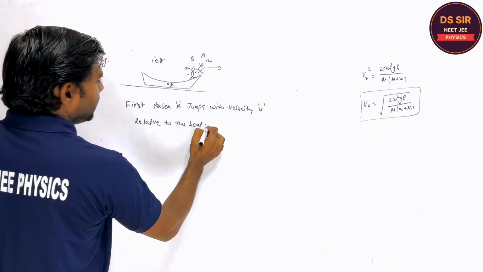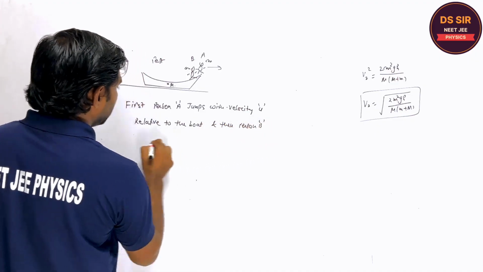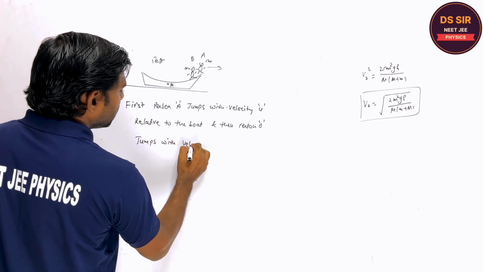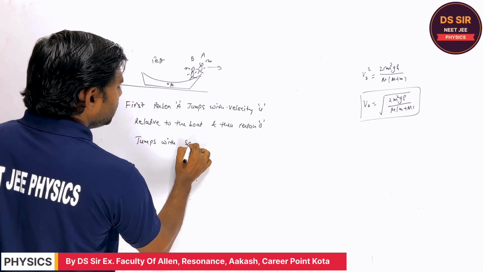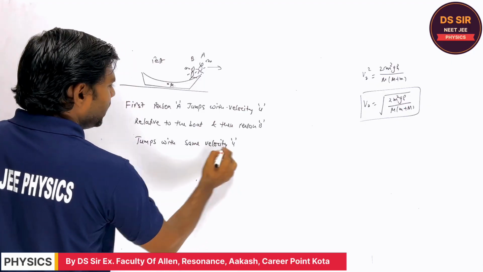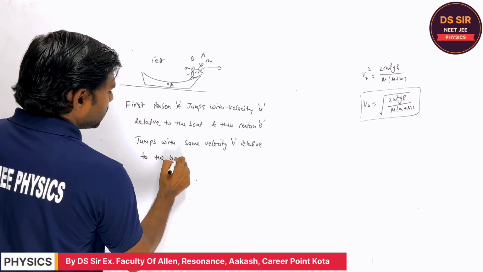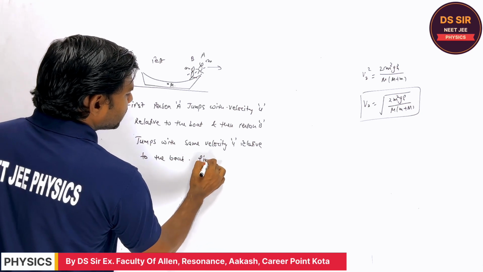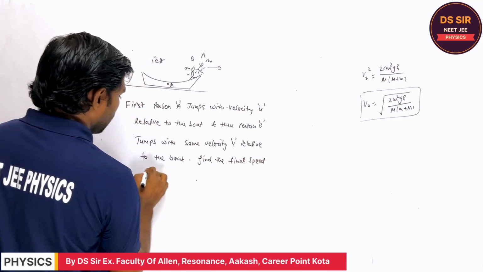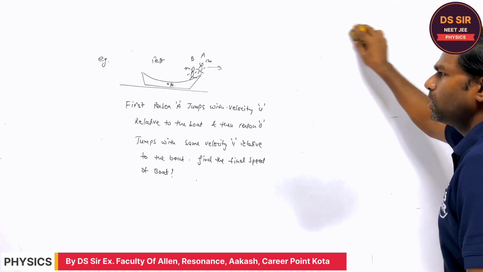Then person B jumps with the same velocity u, relative to the boat. So you have to find the final speed of the boat. This is the question. Copy this. So how to solve this question?